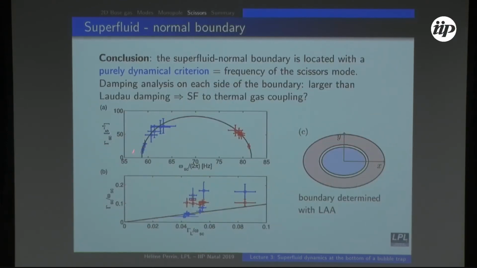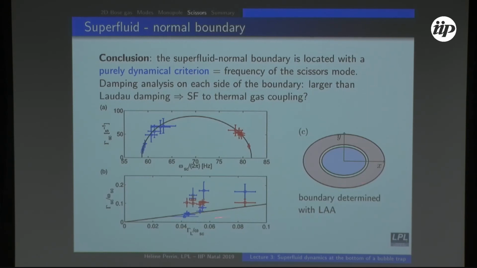And this is also an illustration of the damping of these curves. In fact, the points that you get of the damping frequency as a function of the scissors oscillation nicely fit on a hydrodynamic curve. So those points here correspond to the pure degenerate case, the superfluid case, and here it's more the thermal gas with the two oscillation frequencies. But we have a damping which also corresponds to what we expect.